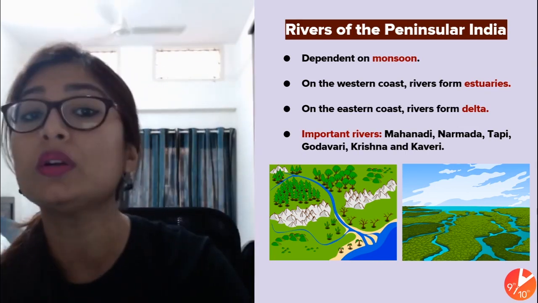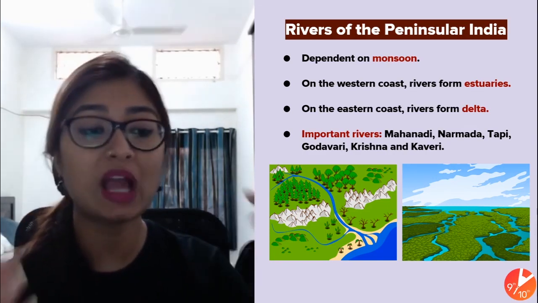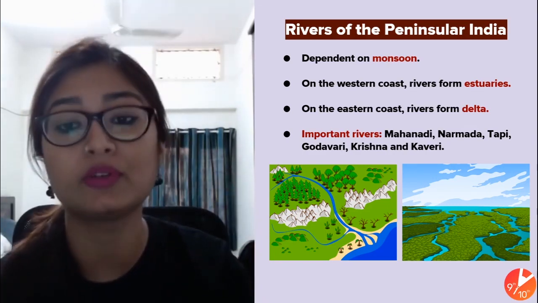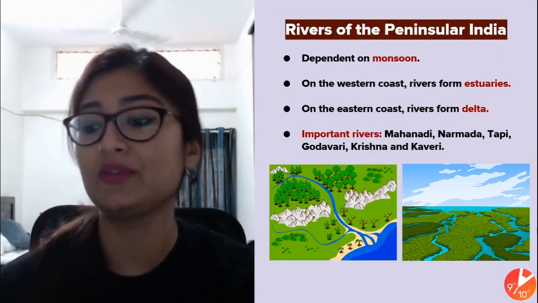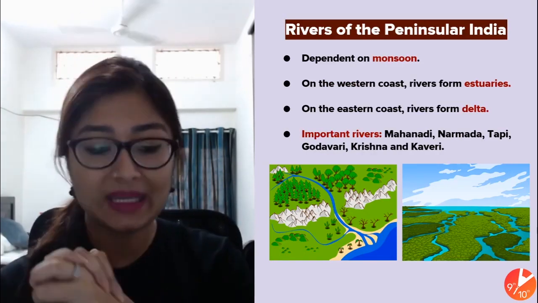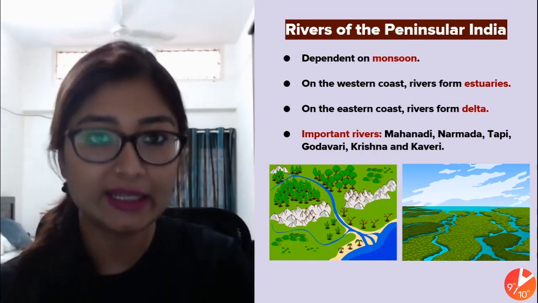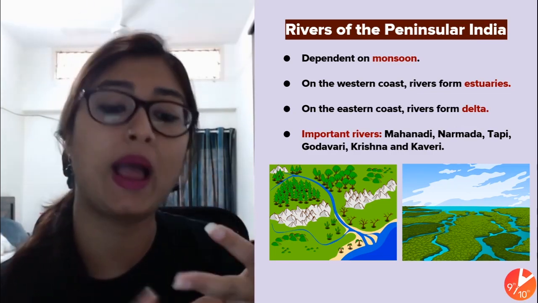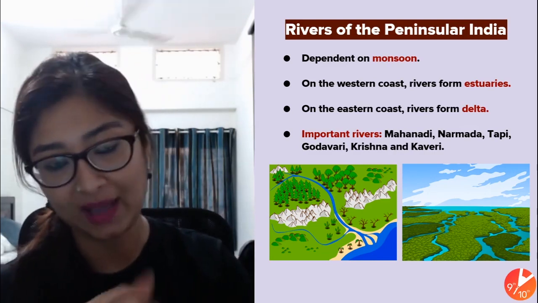Let's look at the important rivers first. So Mahanadi, Narmada, Tapi, Godavari, Krishna and Kaveri are a few of the rivers which are very important. Okay, so now this is the most interesting part which I was telling you guys to stay tuned for. So guys, we're going to understand in detail what are estuaries, what are deltas, why the lands and plains are fertile, why there are so many minerals in the Himalayas.